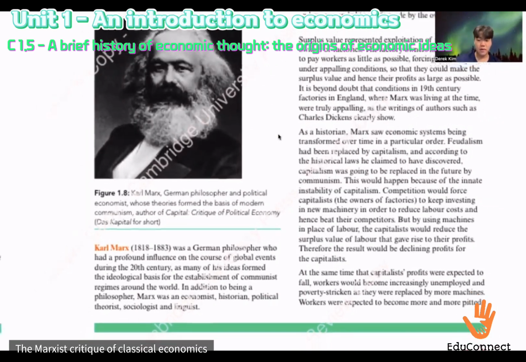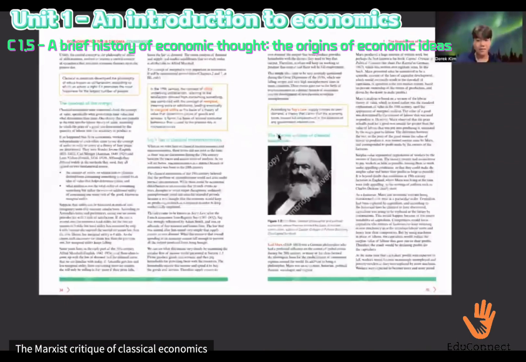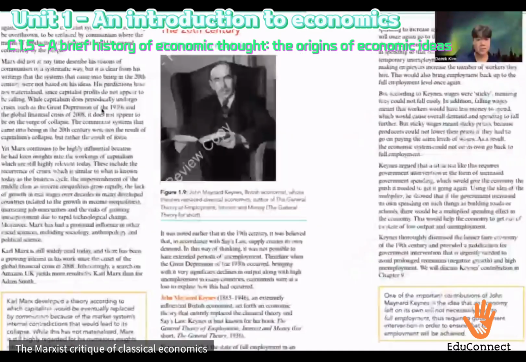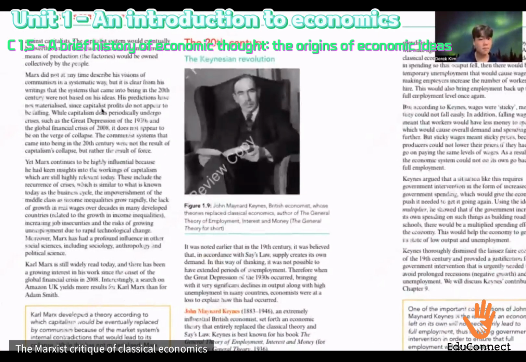Workers were expected to become more and more pitted against capitalists. The capitalist system would eventually be overthrown to be replaced by communism, where the means of production, the factors, would be owned collectively by the people. Marx at no time described his visions of communism in a systematic way, but it is clear from his writings that the systems that came into being in the 20th century were not based on his ideas.